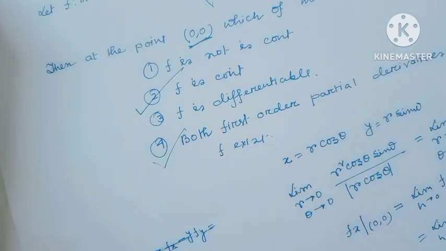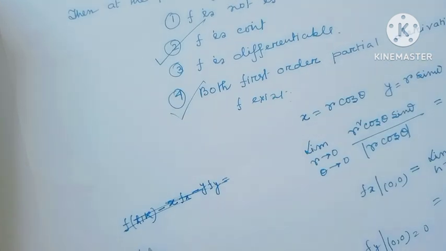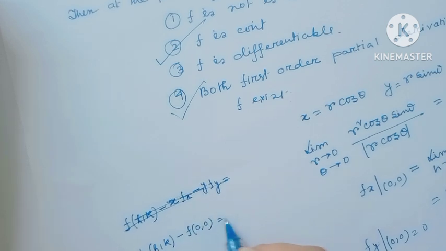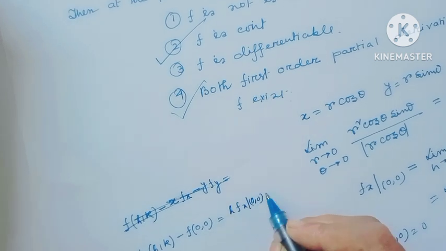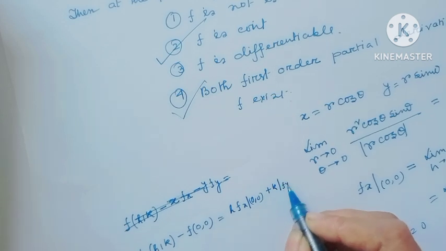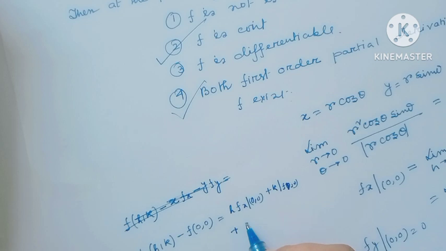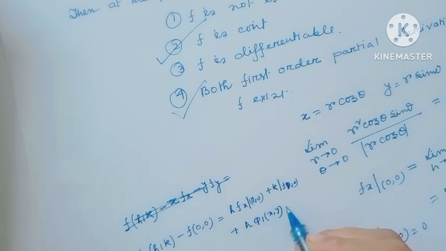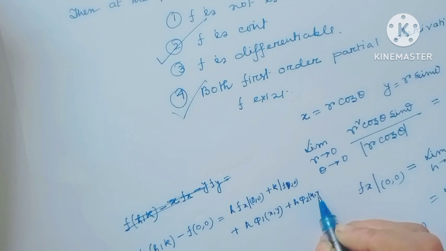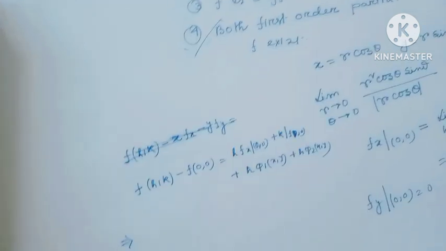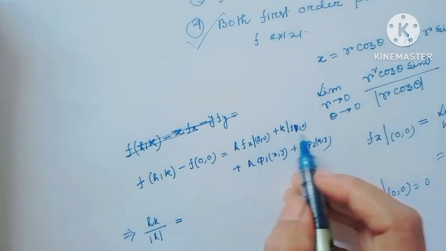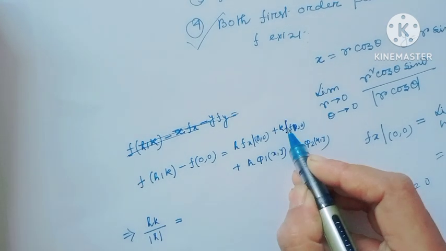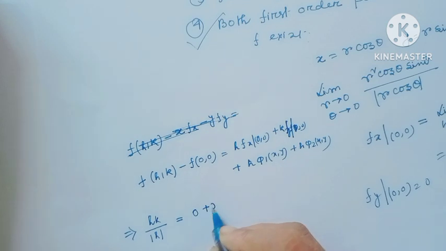Now to find differentiability, here (a, b) is (0, 0), that means f(h, k) minus f(0, 0) equal to h times fx at the point (0, 0) plus k times fy at the point (0, 0) plus h phi 1 (x, y) plus k phi 2 (x, y). f(h, k) equals hk divided by mod h, and fx, fy are both 0. So this value is 0 plus 0.